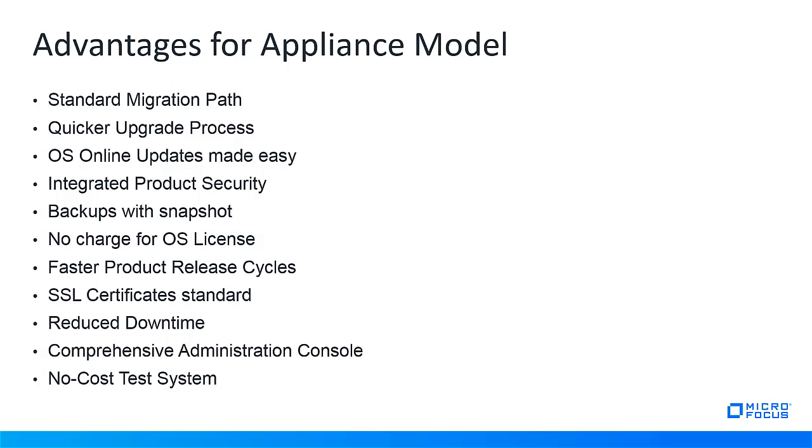The appliance model also allows for faster product release cycles because the enhancement and testing is done on a single platform instead of multiple platforms. This gives more time to implement new features and your new ideas from the Ideas portal. Internally minted SSL certificates are standard and secure the website, and external certificates can be imported easily from the administration console. Change control system downtime for upgrades is vastly reduced.